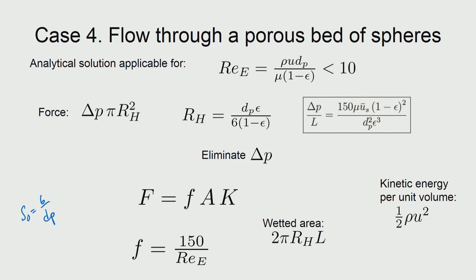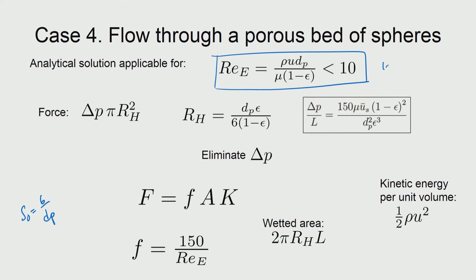The reason is that when you assume that the spheres are all touching at point contact, then you can analytically get the wetted area per unit volume of the solid, and that comes as 6 by dP, where dP is the diameter of the spherical particles in the bed. So, S naught is replaced, and we have redefined the Reynolds number, and that is why the subscript is changed, now it is E.